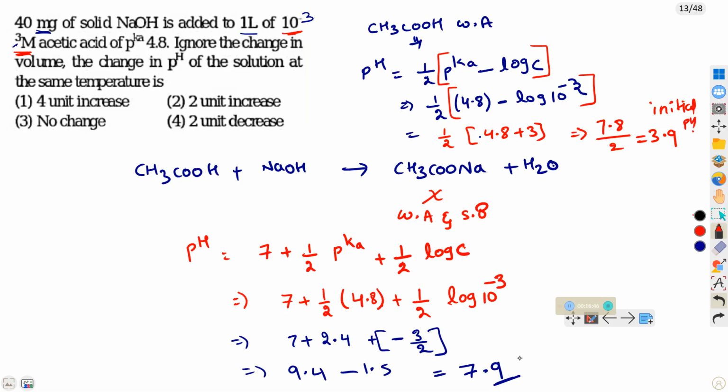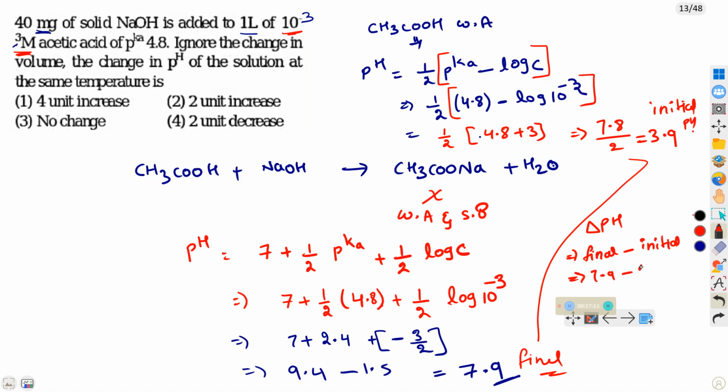Initial pH 3.9, final pH 7.9. Increases by 2 units? No, calculate the difference, not increases. Delta pH is equal to final minus initial. 7.9 minus 3.9 is equal to 4. First option is the correct option.